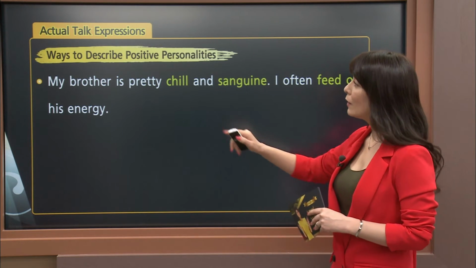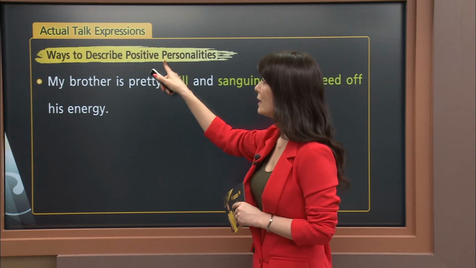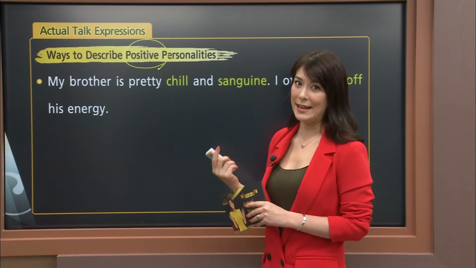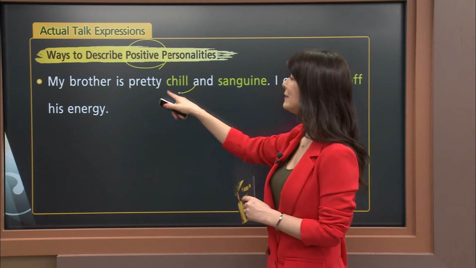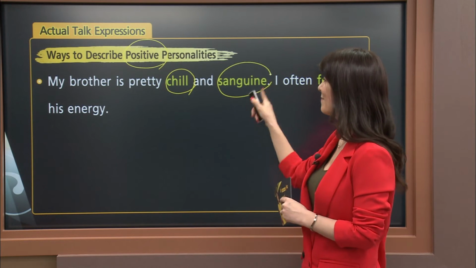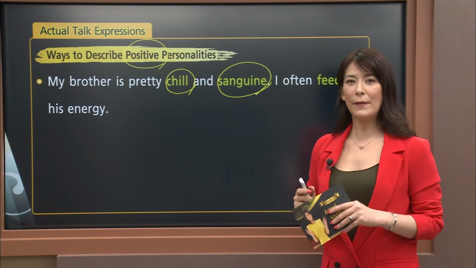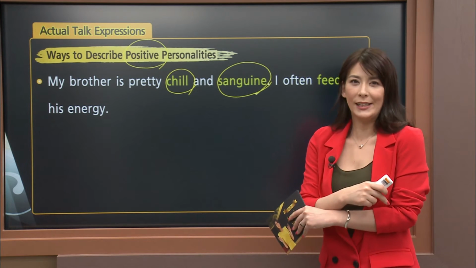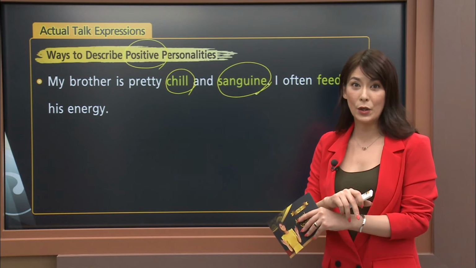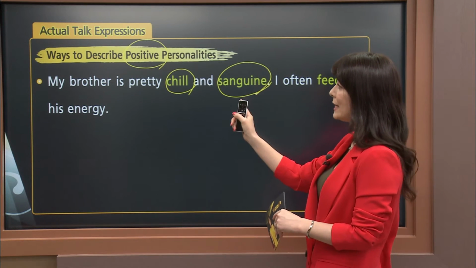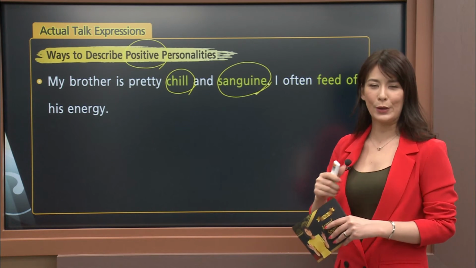So, now here are ways to describe positive personalities. All right, we're talking about positive personalities. You can say, my brother, for example, is pretty chill and sanguine. Now, what are these words? Chill, do you know? Now, when you talk about the weather and you say, ooh, it's chilly today, it means that it's kind of cool. It's a bit cold, right? So if you say that somebody is chill, it means they have a cool personality.